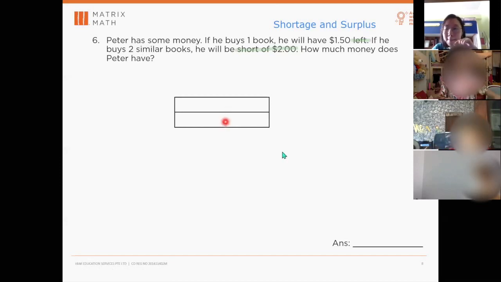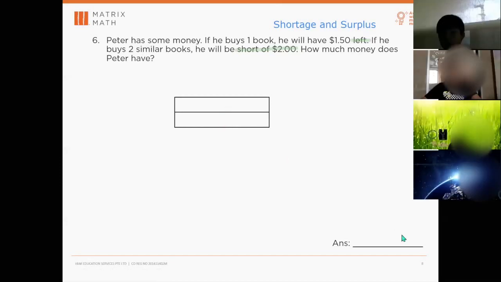I remember this, there are two methods to it. Yes, maybe there's another method. But of course, in this case, the model method is easier to see and easier to compare, especially when it involves money.